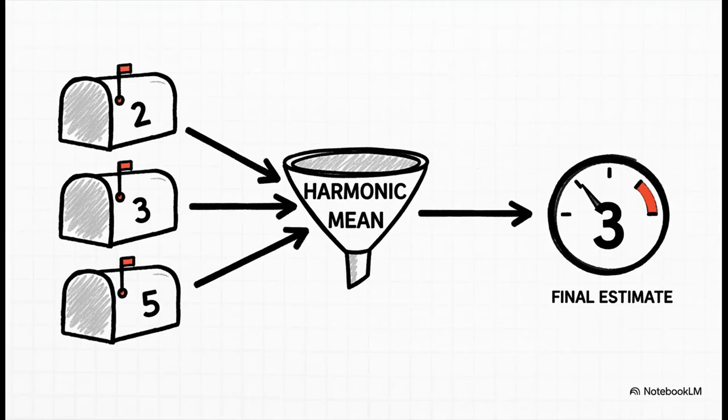This is where the math gets a little bit clever, but the concept is simple. We don't need to get lost in the weeds. The algorithm just takes all those numbers from the mailboxes and averages them together using a special formula called the harmonic mean. And the reason it uses that specific average is that it's really good at smoothing things out and ignoring weird outliers, which gives us a really solid first estimate.